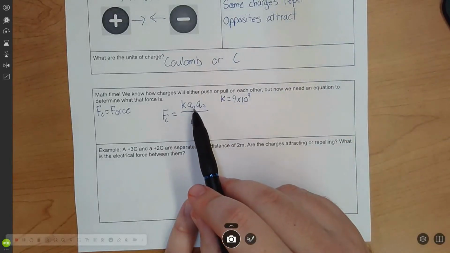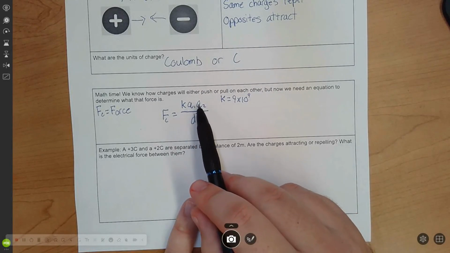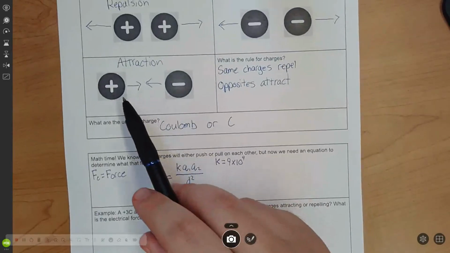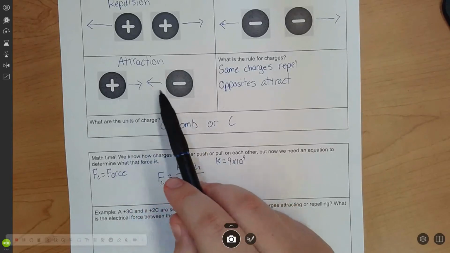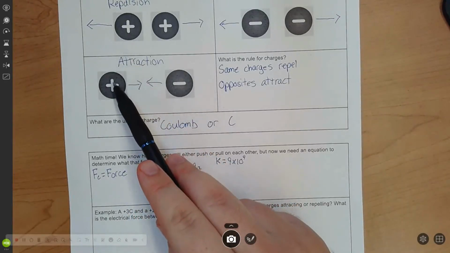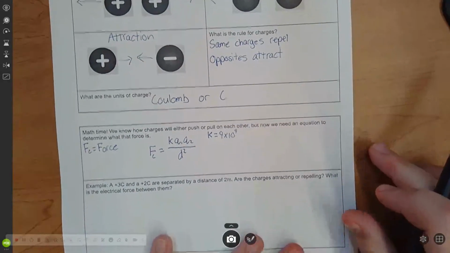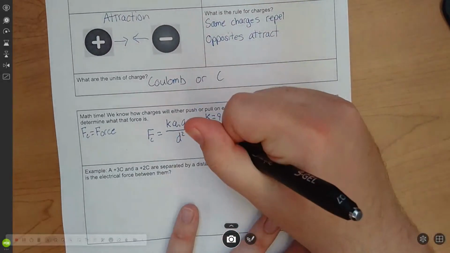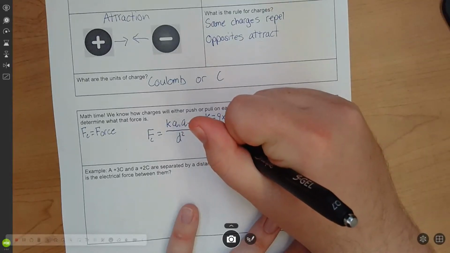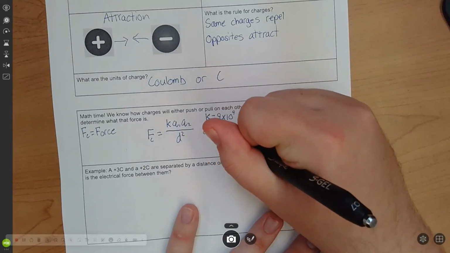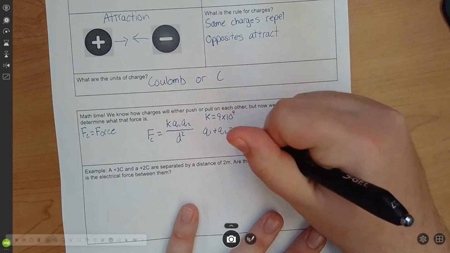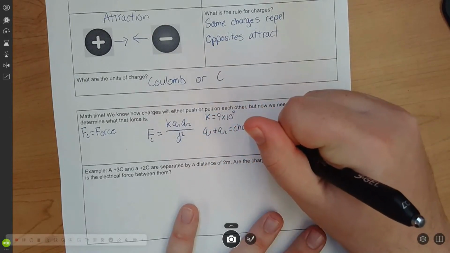Next, we've got the symbol Q. We've got two of them. That's because whenever we do one of these problems, we have two different charges. So one of them is going to be Q1, the other one's going to be Q2. So both of those, Q1 and Q2, those are the charges.